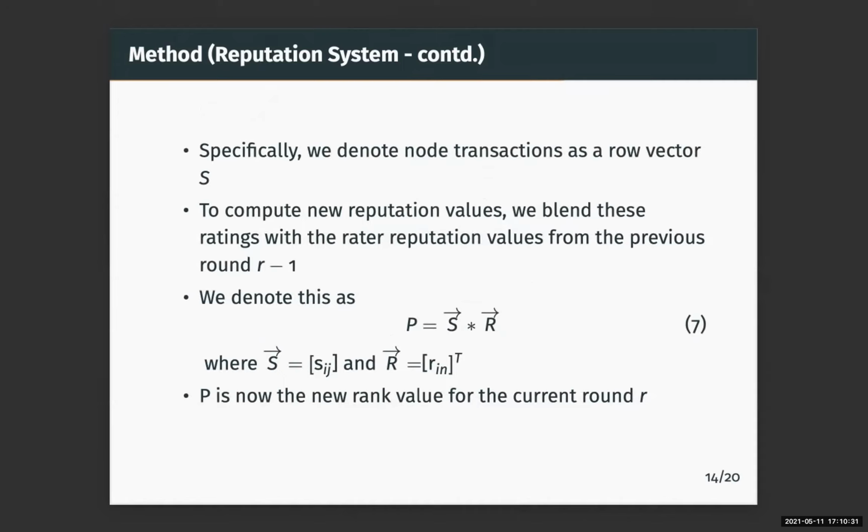When we try to compute a new reputation value, we blend these ratings with the rater reputation values from the previous round. We define this as P, such that P is S, the row vector, multiplied by R, the row vector. So all the sets of ratings that were generated from a round are multiplied by the reputation values for the raters from the initial round. P is now the output, the new rank for the current round for a particular node. And then we do this for every single node in the network.